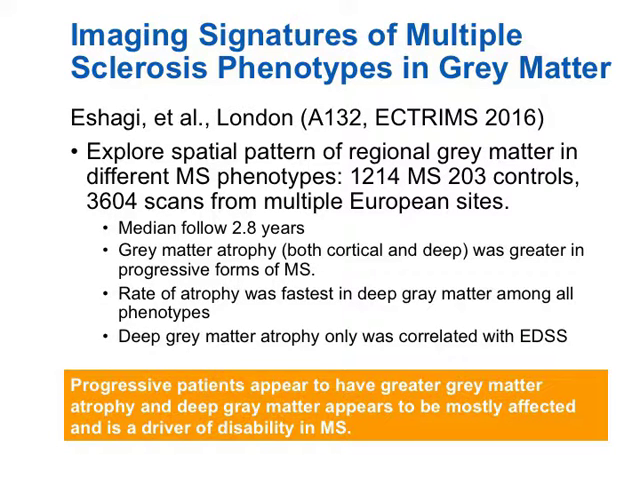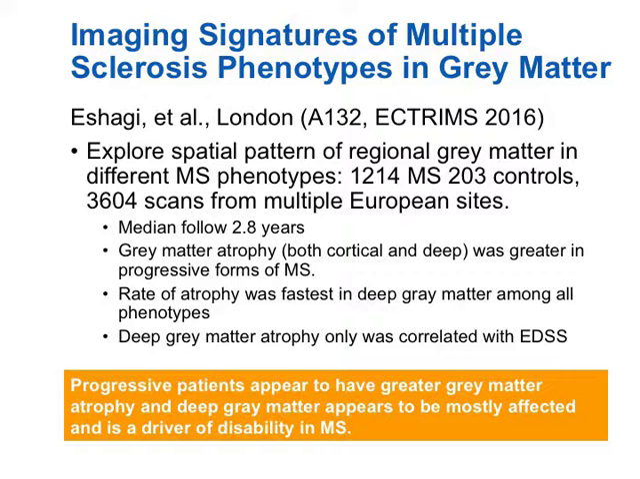Next, I wanted to discuss this abstract, which was imaging signatures for multiple sclerosis phenotypes in gray matter. This was a platform presentation by Eshagi from the group in London. And basically what they were doing was trying to explore the spatial pattern of regional gray matter in different MS phenotypes. It was a very large study that included 1,214 MS patients, 203 controls, and a total of 3,604 scans from several different European sites.